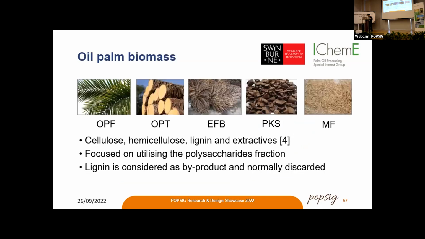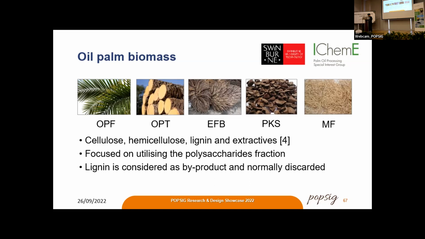Oil palm biomass can be categorized into 5 main types, which are oil palm frond, oil palm trunk, empty fruit bunches, palm kernel shells, and mesocarp fiber. These oil palm biomasses are made out of lignocellulosic biomass, which are cellulose, hemicellulose, lignin, and extractives. Current processes mainly focus on using the polysaccharide fractions, which are the hemicellulose and cellulose part, in their thermochemical processing. For example, gasification, wet torrefaction, combustion.